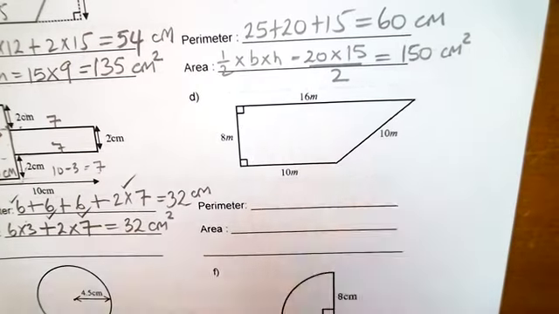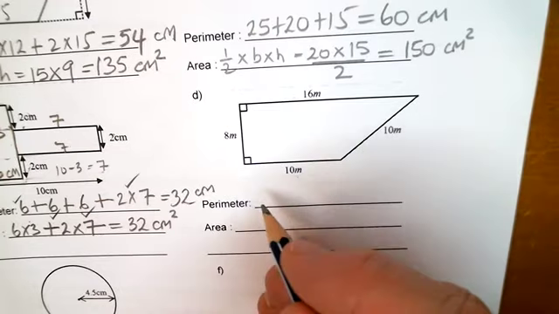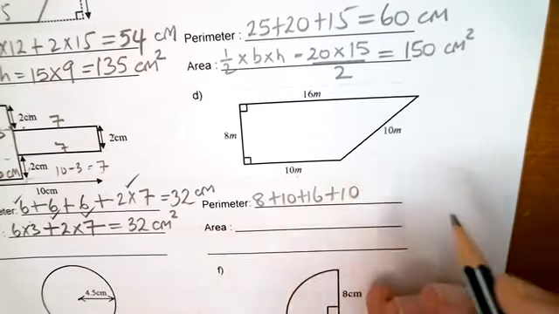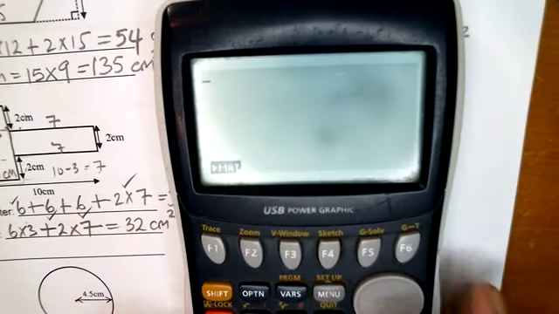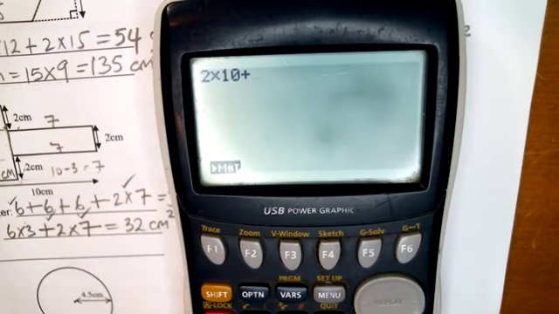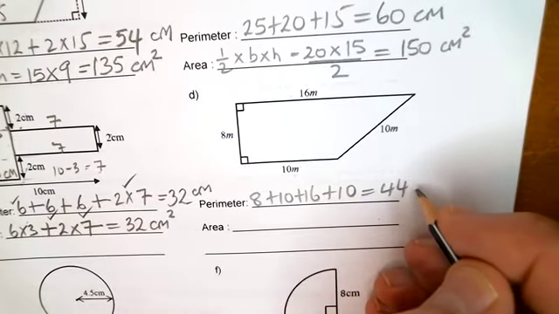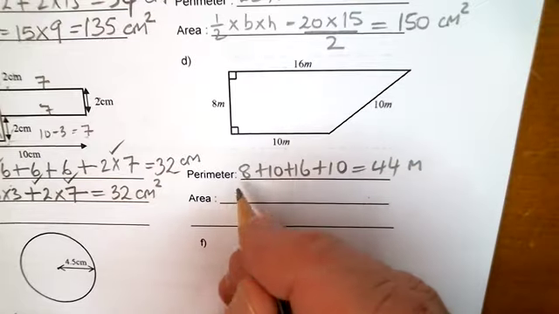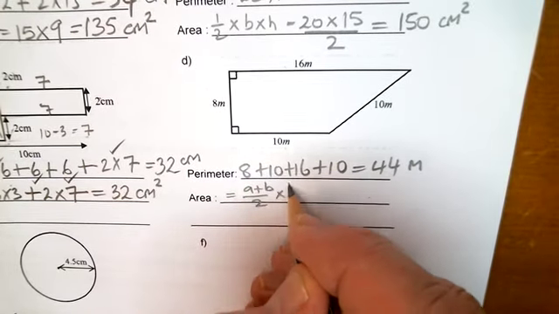Actually, let's do the perimeter first. So we've got this plus this plus this plus this, which is 8 plus 10 plus 16 plus 10. So we've got 2 lots of 10, a 16 and an 8. There we go, it's 44 meters.